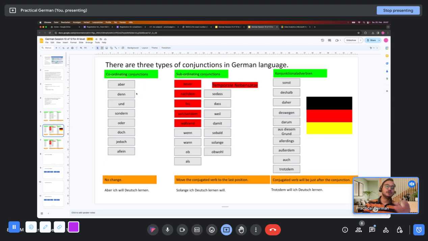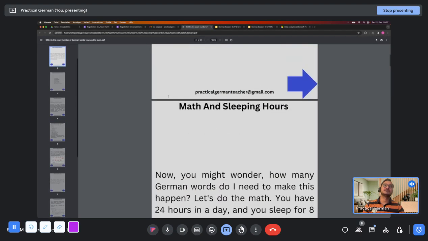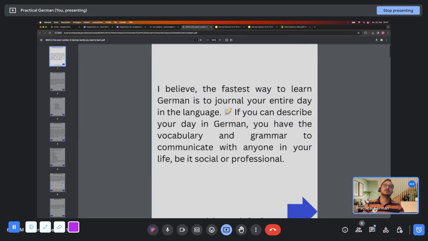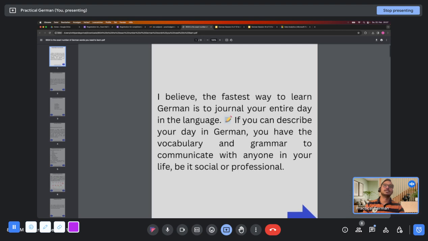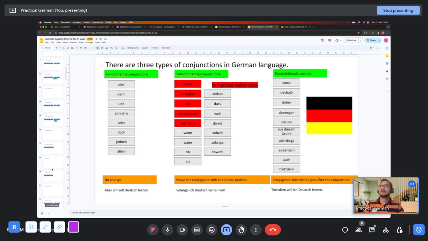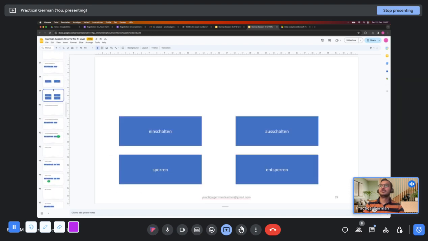Now the thing is, what will you write? That is where this advice or suggestion comes into the picture. Write about your day, and see where you can use these conjunctions when describing your day. I hope that answers your question. And other homework will be discussed: when you learn a verb, learn the antonym, learn the synonym, learn one degree higher, one degree lower, stuff like that. Okay.